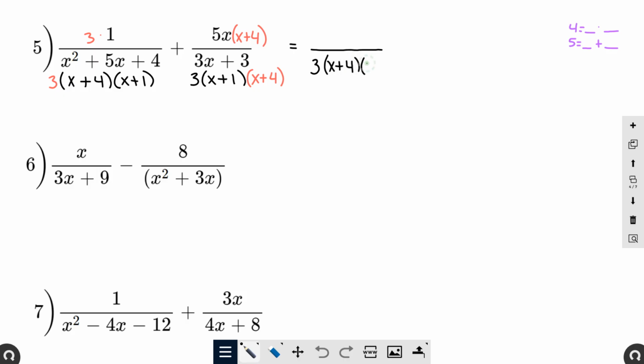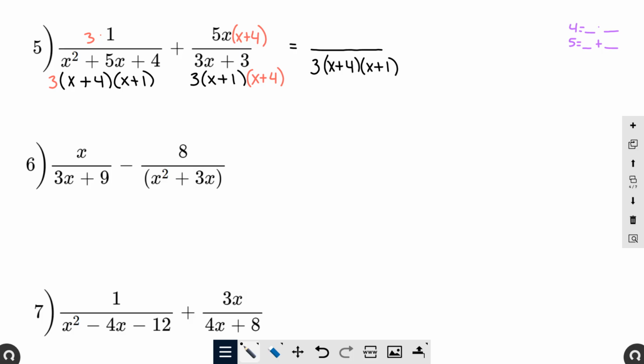X plus 4 and x plus 1. So the denominators are the same. So now we have to add our numerators or just work with the numerators. So now we're going to multiply. We might have to distribute. We might have to combine like terms.